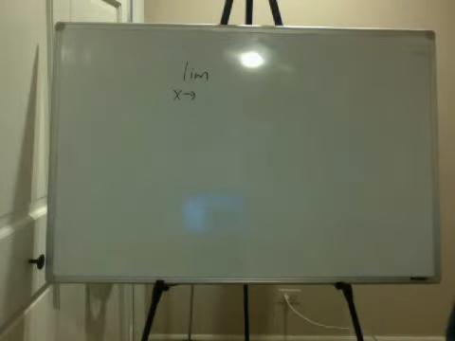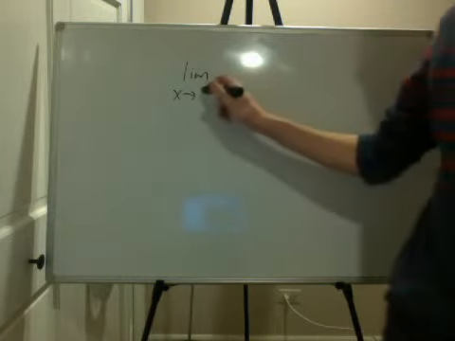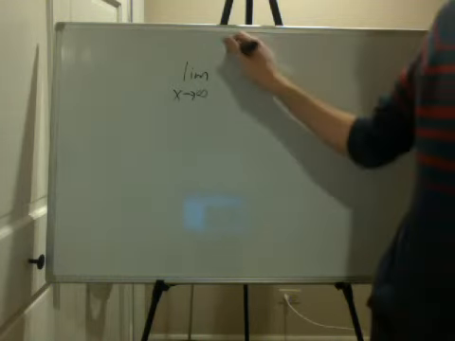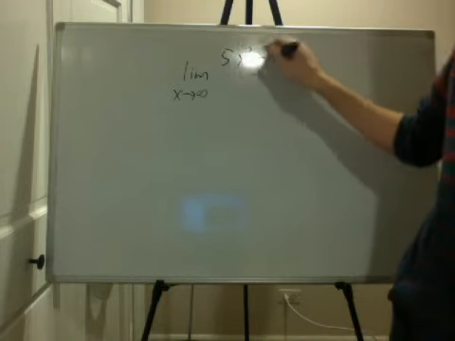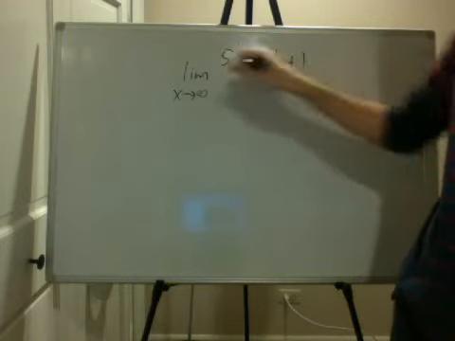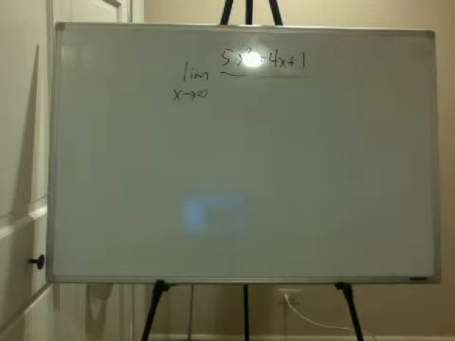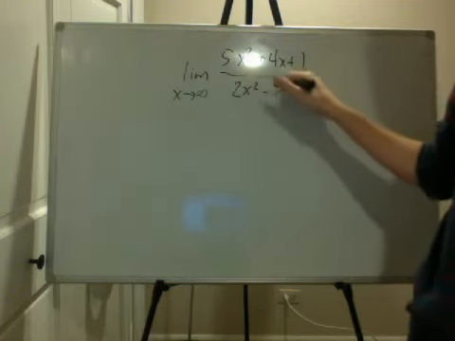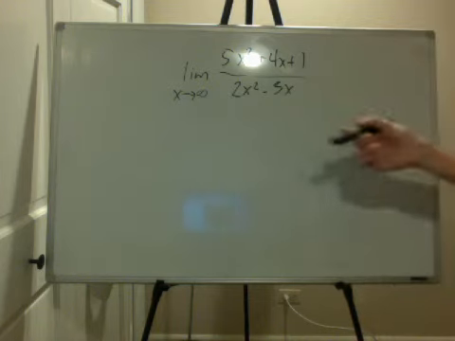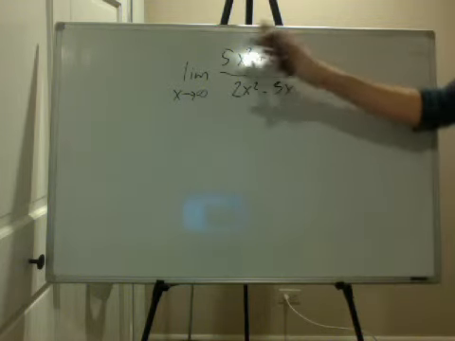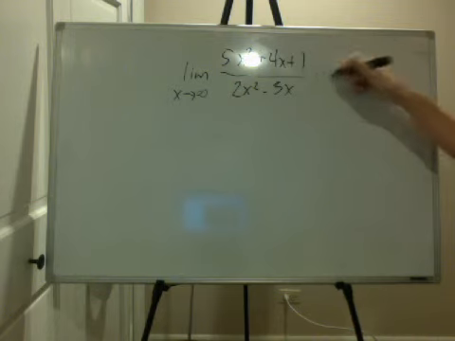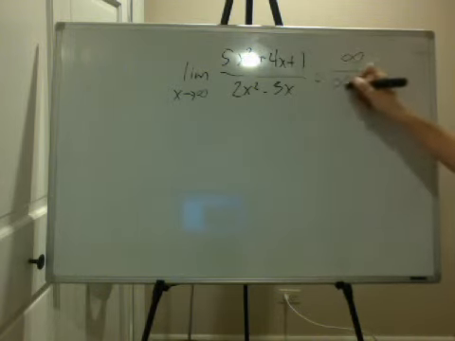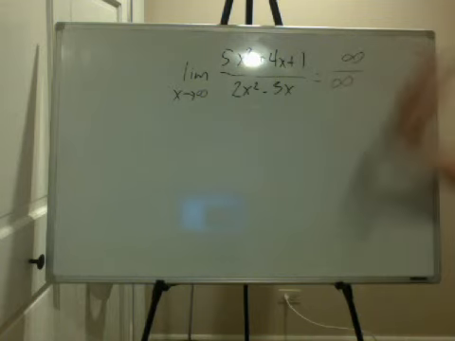Okay, so we're going to do the limit as x approaches infinity of 5x squared plus 4x plus 1 over 2x squared minus 3x. So if you plug in infinity, you would get infinity squared plus all this stuff, infinity, over infinity squared minus infinity, which would be infinity. You get infinity over infinity, so what are we going to do?